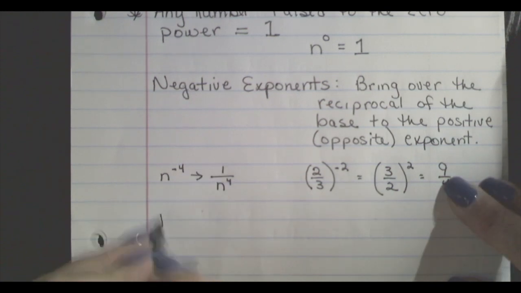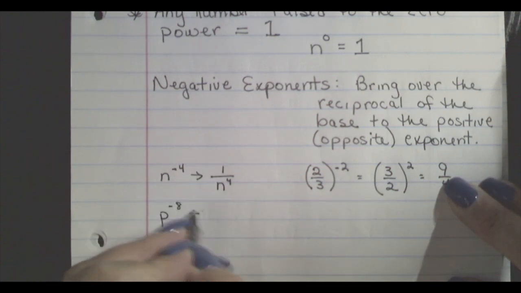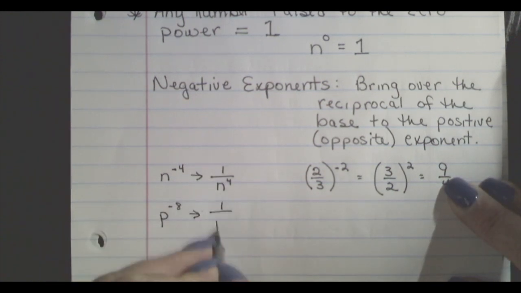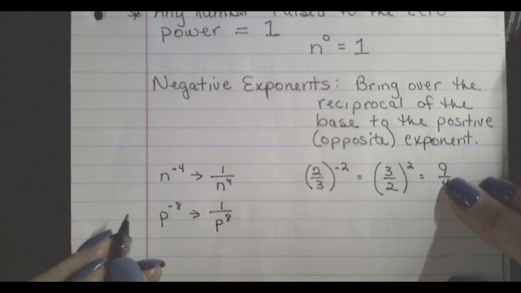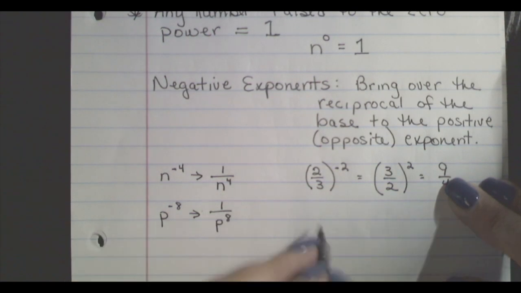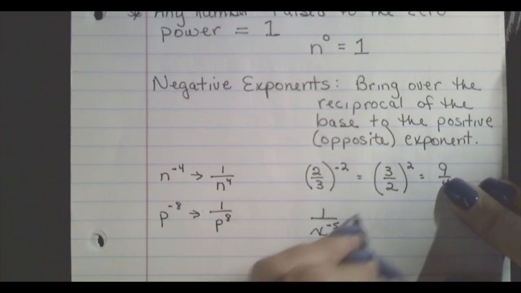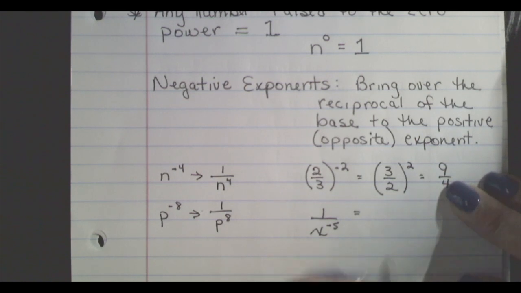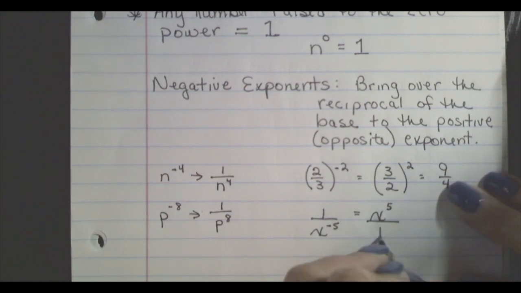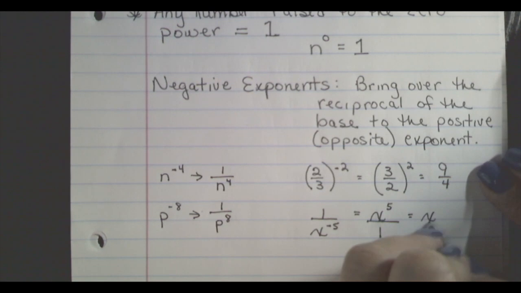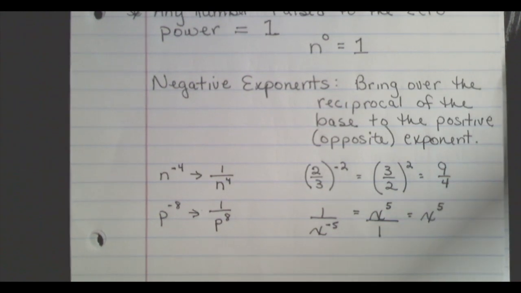If I have p to the negative 8 power, that's going to be 1 over p to the positive 8. And it works the opposite way too. If I have 1 over x to the negative 5, I cannot have that negative exponent, so I need to flip this, so this becomes x to the 5th, making it positive over 1. And that's just equal to x to the 5th.